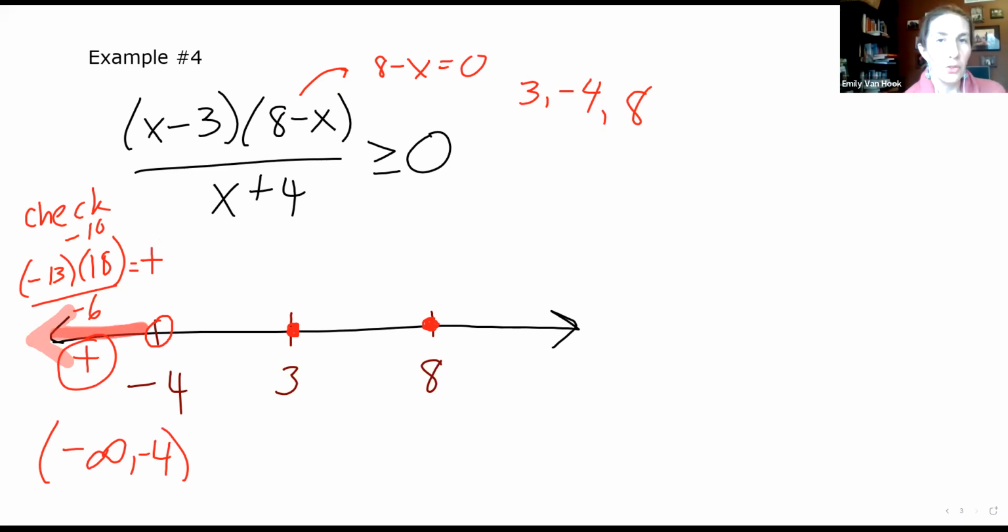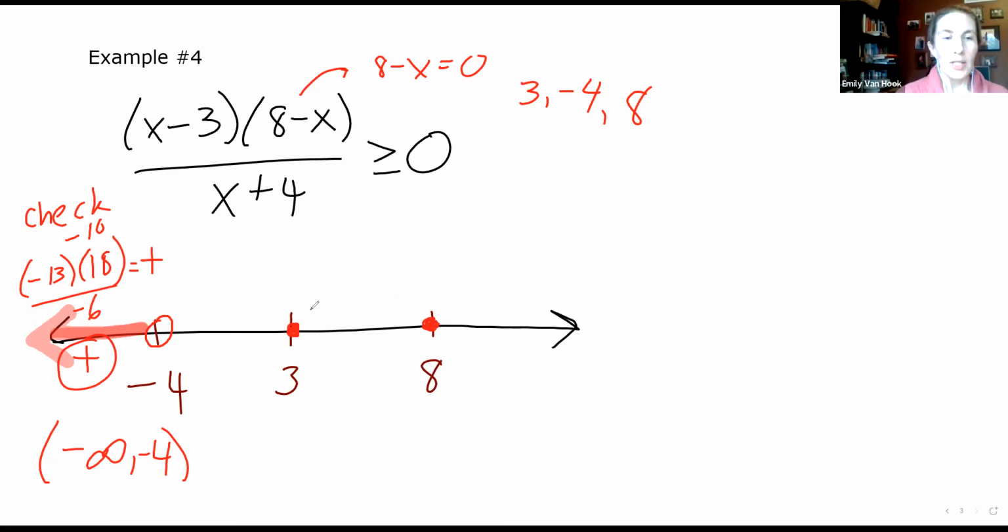Here's what's probably also going to happen. Based on what I mentioned earlier, these intervals tend to alternate. So probably what's going to happen is the next interval that we check will not work. So negative 4 to 3 probably will not work, but then 3 to 8 will. So that's probably what's going to happen. For this one, we'll make sure to check each one, but after you do a couple, you'll notice that's very, very likely to be the case.